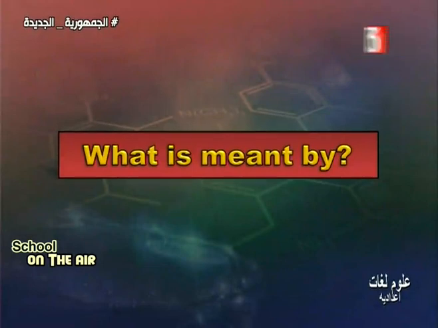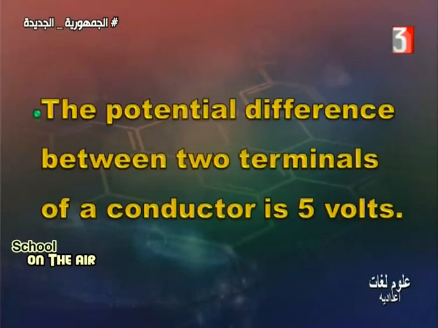Another question in our revision: what's meant by the potential difference between two terminals of a conductor is 5 volt? In this question, we should write the law of potential difference: V equals W over Q. V is the potential difference, W is the work done, and Q is the electric charge.